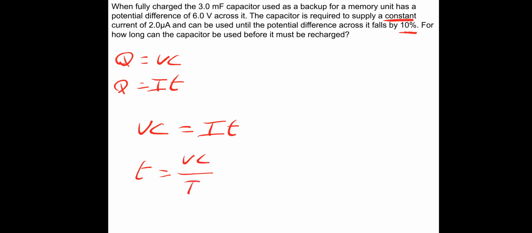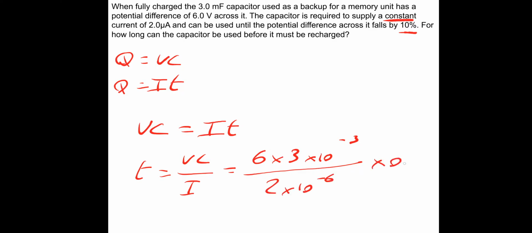And then we just need to put some numbers in. So the voltage is 6, capacitance is 3 millifarads, so 3 times 10 to the minus 3, divided by current, 2 times 10 to the minus 6. And then whatever that number is, just times it by 0.1. And that gives us a time of 900 seconds.